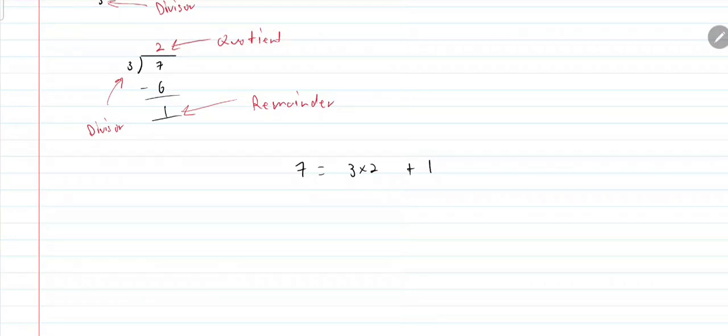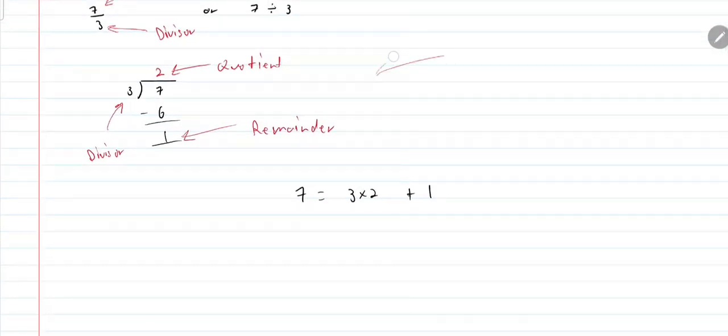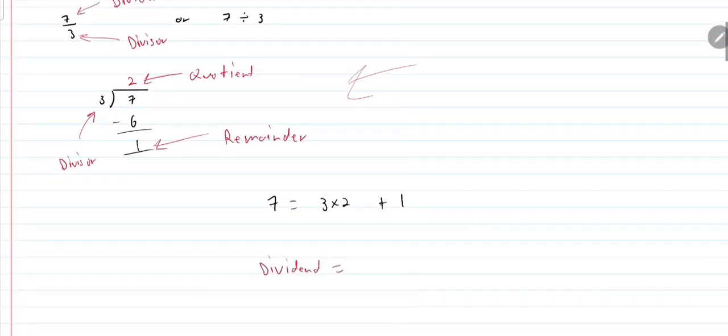Now, given that this is the case, I can look at what I did up here. I can say, okay, the dividend, which is 7, is equal to the divisor, because 3 was the divisor, multiplied by the quotient, plus the remainder, which was 1. All right?